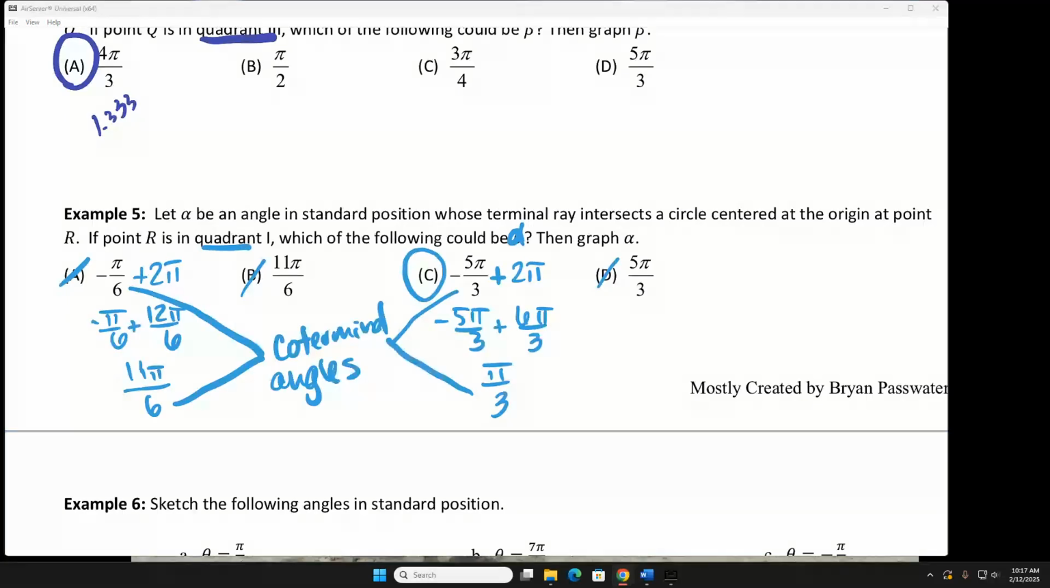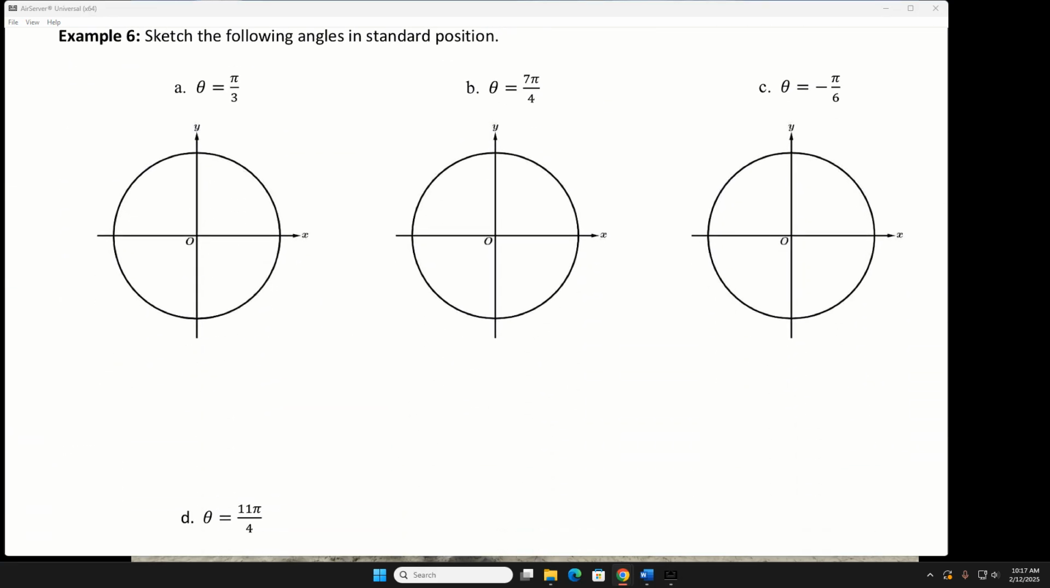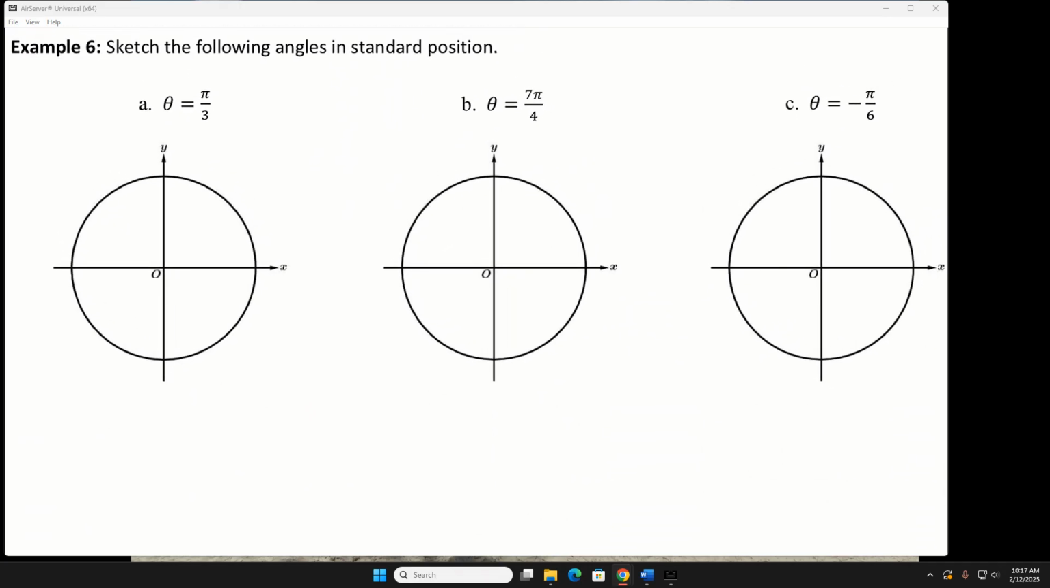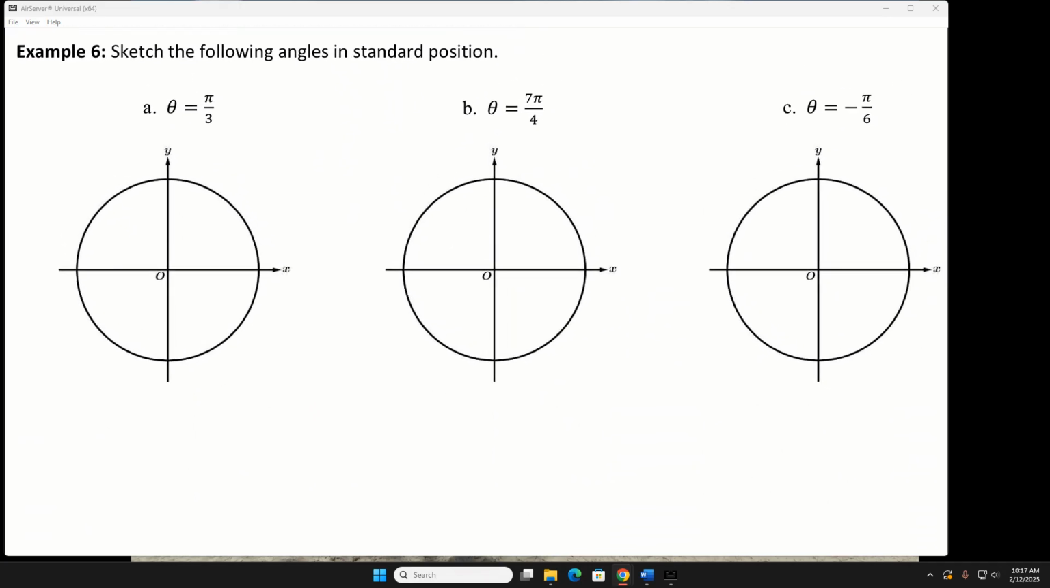All right, and then the last thing we're going to do is graph some angles. So we're just going to start off, and we're going to graph pi over 3. So there's two things we have to figure out: what quadrant it's in, and is it closer to the x or y or right in the middle? So what quadrant is it in? Quadrant 1. What is it closer to? The y. And then we also need to draw our direction of rotation.